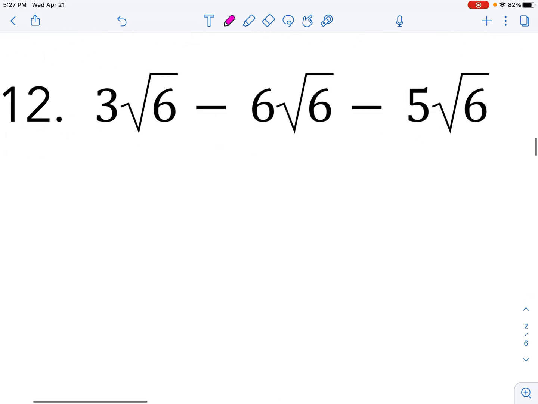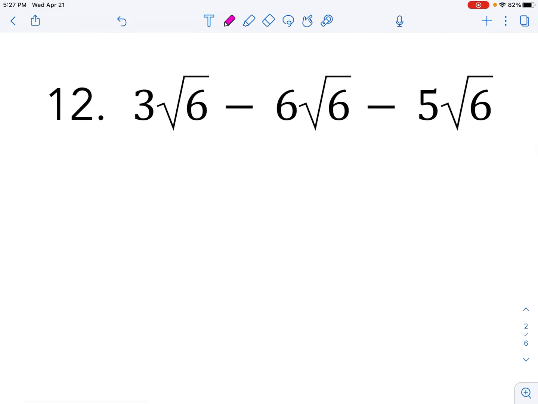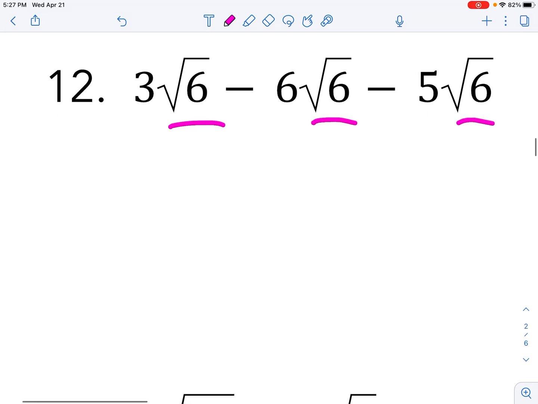Okay, number 12. Here's our question. First of all, we're going to look and see if we can, so we're subtracting on these. We've got to look and see if all of our radicals are the same. I like to call that like terms, even though it might not technically be called like terms. But if you're adding or subtracting with variables, it's got to be like terms, so you can kind of put those together.